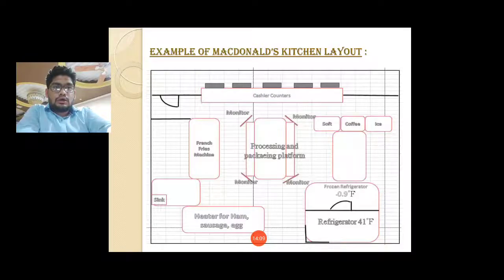Now here we will see the example of McDonald's kitchen layout. How is the processing unit, packaging unit, platforms, where is the seating area, where are the refrigerator and the storage area kept, where is the machinery and the cash counters being kept. So generally the processing and packaging platform is kept in the center for ease of access.